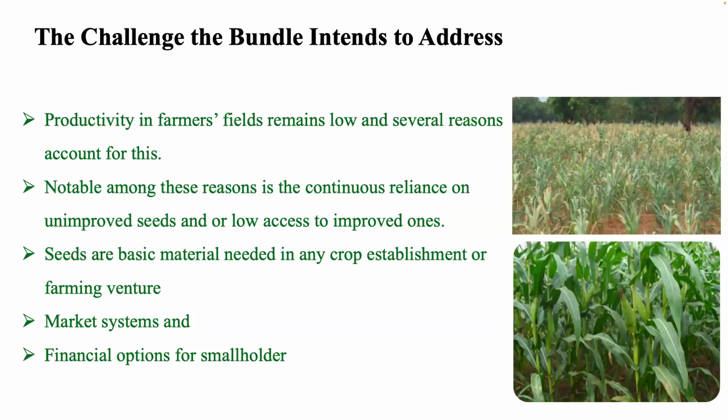So what's the problem here? I think it's very widely known that farmers' productivity is mostly low in Ghana, and some of this is attributed to unimproved seeds and low access to improved ones, with farmers relying heavily on their local seeds, which we call unimproved seeds. Seeds are very basic when it comes to farming. We also want to look at the farmers' market systems to see how they can gain an advantage, and how we can bring in financial support to help them take up a lot of these technologies that we bring on board.